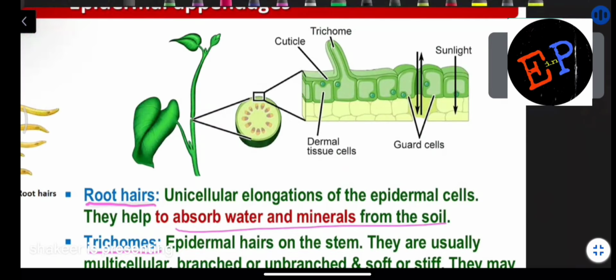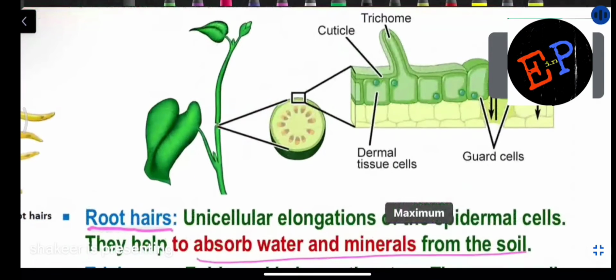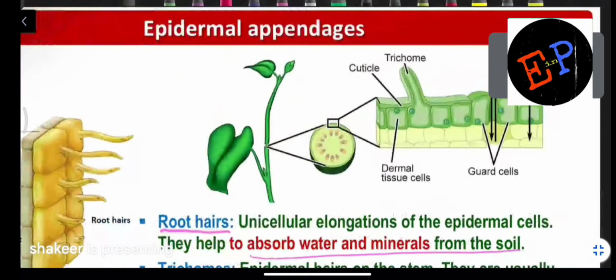So what is the purpose of root hairs? They help to absorb water and minerals from the soil. That is the purpose of root hairs. And what about the trichomes? Epidermal hairs which are present on the stem are called trichomes. They are usually multicellular, clear? They may be branched or unbranched also, soft or stiff also. They may be secretory also. They prevent water loss due to transpiration.